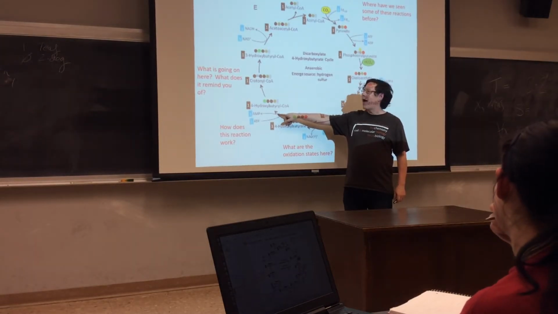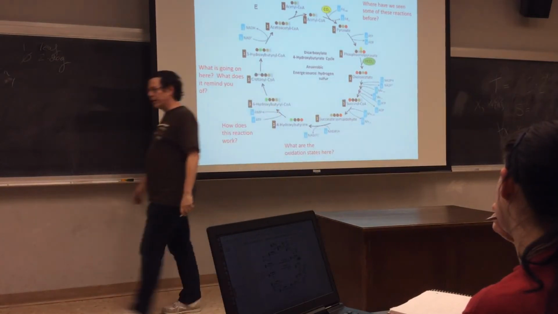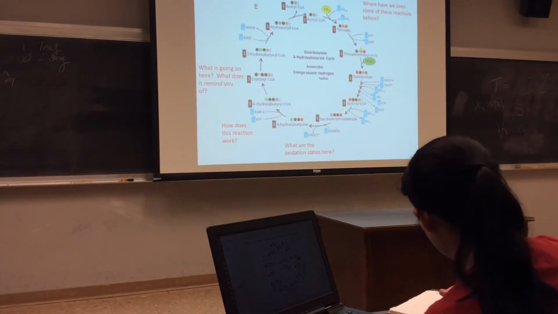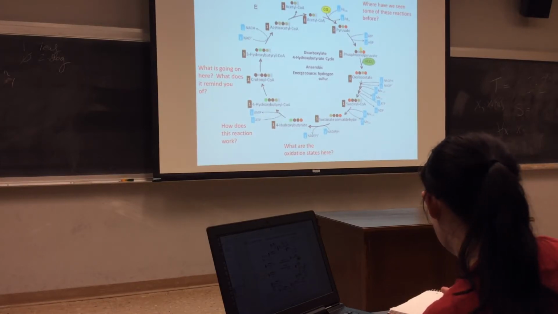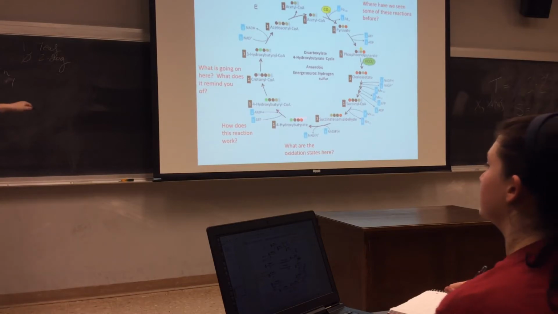Why? Where? How? All right, 4-hydroxybutyryl-CoA to crotonyl-CoA. How did we make crotonyl-CoA? Dan Carlisle. Dan, where's Dan? Oh, there you are. Hello, Dan. How did we make crotonyl-CoA from 4-hydroxybutyryl-CoA?